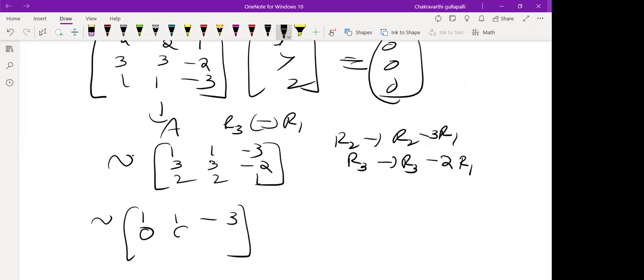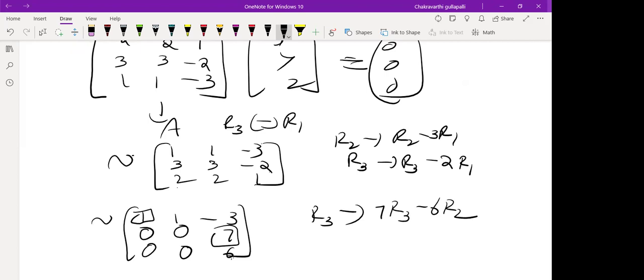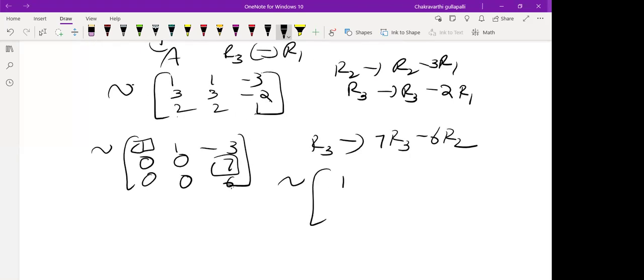This is 0. This is 0. This is minus 2 plus 9, that is 7. This is 0. This is 0. This is 6. 2 3s are 6. This is leader, below that 0. This is leader, below that 0. For R3 apply the operation. Here I want 0. So multiply 7R3 minus 6R2. Don't waste your time dividing this by 7, this by 6, and again applying. Waste of time. So this is equal to 1 1 minus 3, 0 0 7, 0 0 6. The 6 7s are 42, 7 6s are 42. This is nothing but echelon form. Easy echelon.